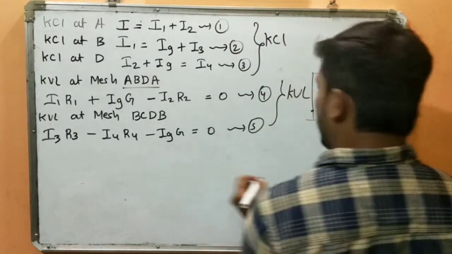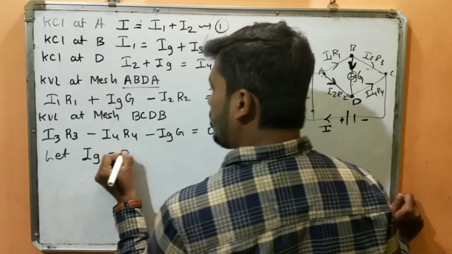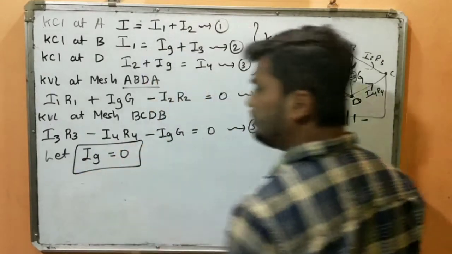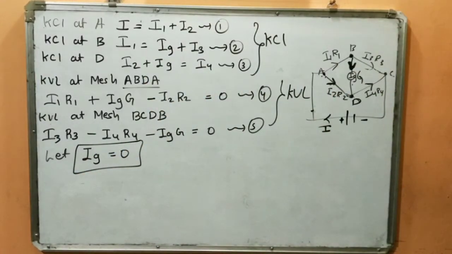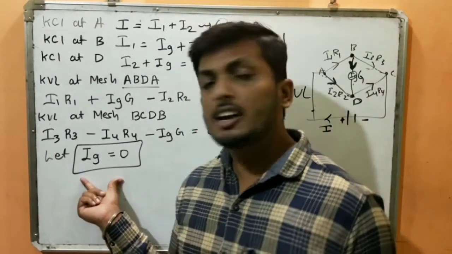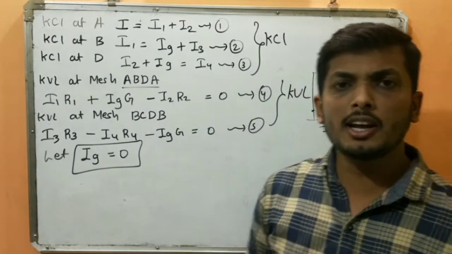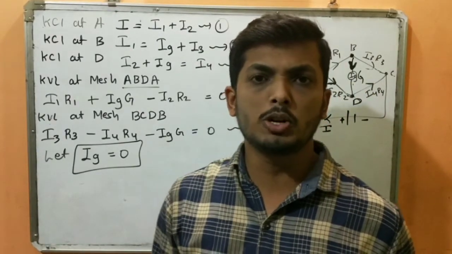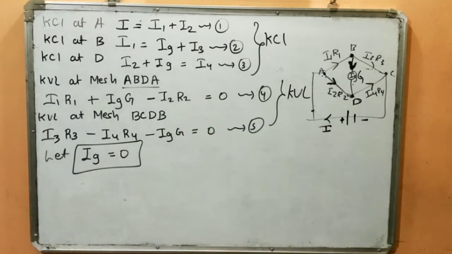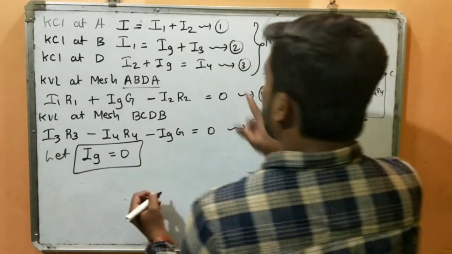So we will let the current through the galvanometer be 0. Now this condition is very important because it will determine the balancing condition of the galvanometer. So we will assume the current through the galvanometer is 0. This is a theoretical assumption. But once you do the practical, we have to take care that the reading in the galvanometer points towards 0. So we will consider the current through the galvanometer to be 0. So if IG is equal to 0, what will happen to equation 2?